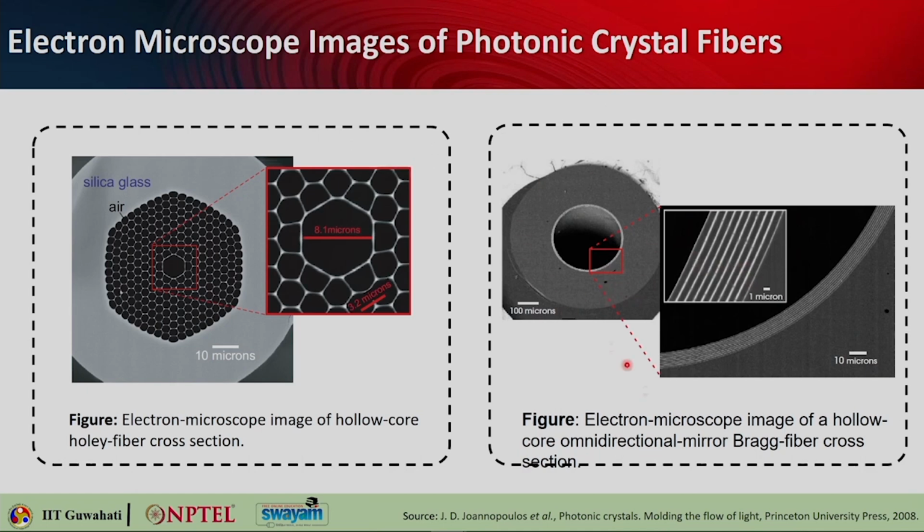This is one particular fiber, and this is another fiber, with silica glass and air. These are the air holes, and this is the zoomed image, an electron microscope image of a hollow core holey fiber. This part remains as it is, so there is no hole; the air hole is missing here. So this is the holey fiber section.